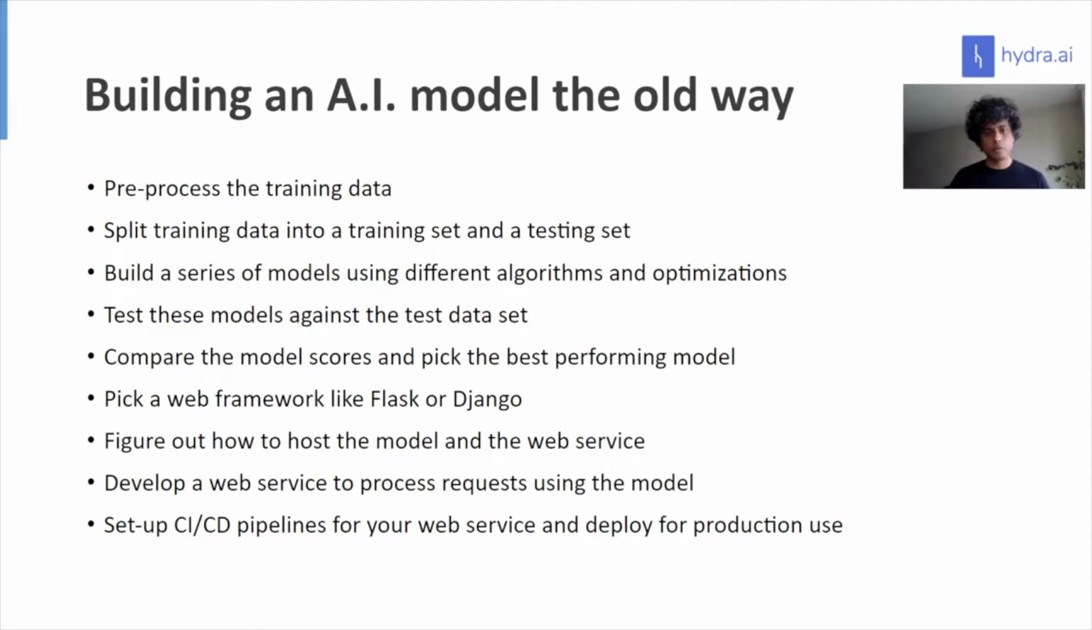Now, to make this available, we'll have to build an API wrapper. So you'll have to pick something like Flask or Django as your web framework, and figure out how to host the model and how to develop the web service. You'll probably use something like Python, and then figure out how to host it, deploy it, and all the good stuff, and set up CI/CD and all these additional steps. And it doesn't stop there. You'll have to monitor the model. You have to figure out how to retrain it on a go-forward basis. So there's a lot more work involved here.